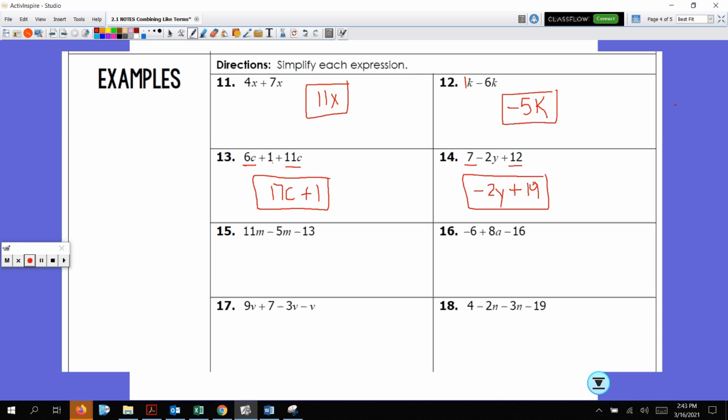All right, number 15, 11m minus 5m. 11 minus 5 is 6, so this is 6m. I don't have another constant, so just write it down. Make sure you bring the sign in front of it with you.